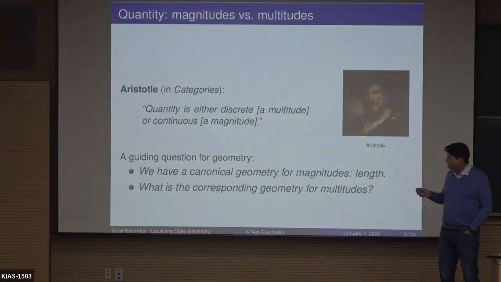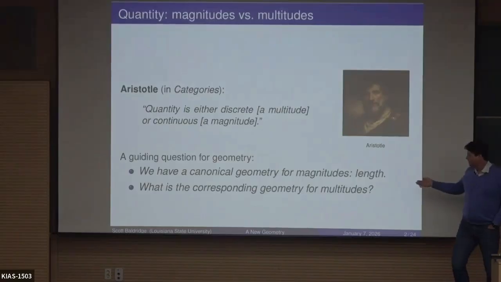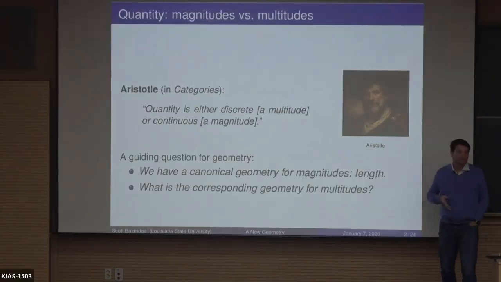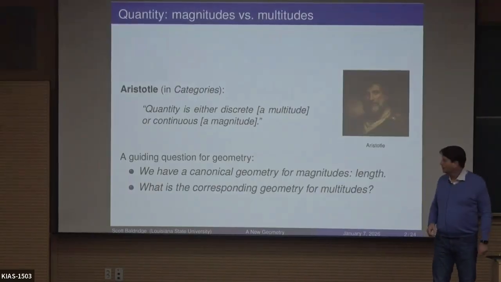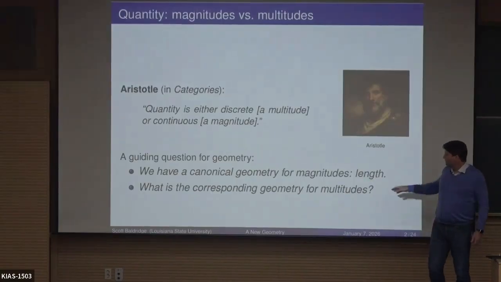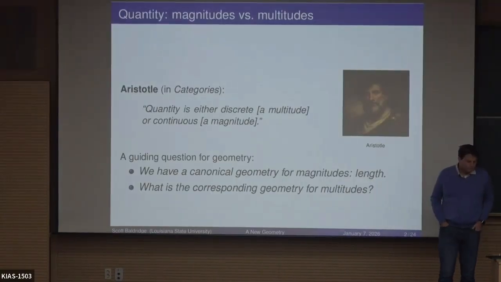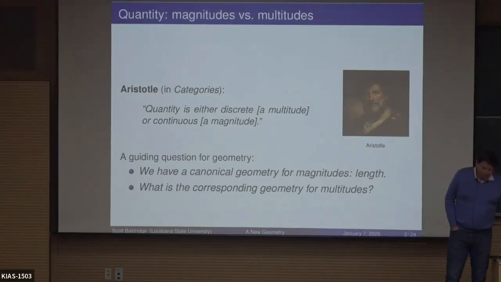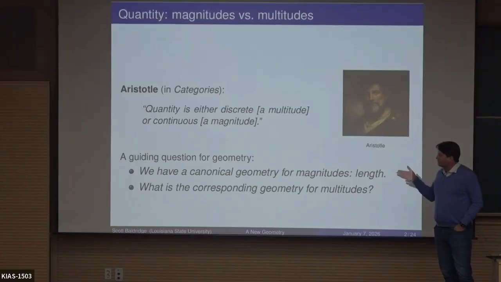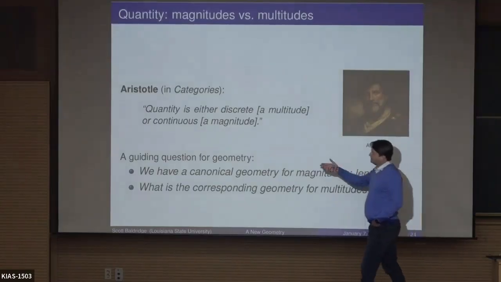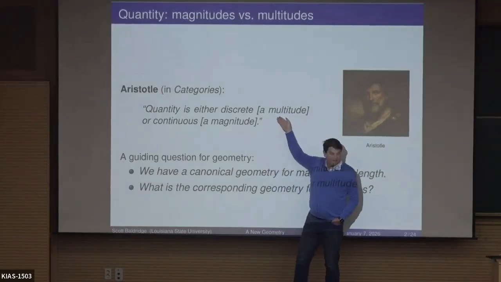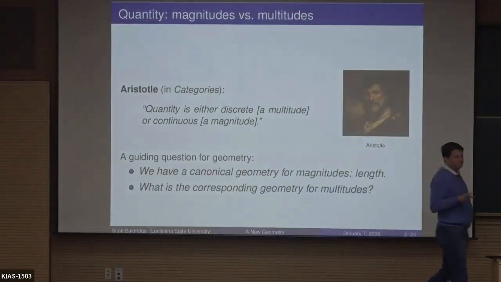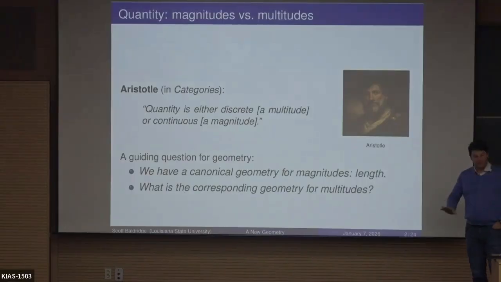So the guiding question for geometry is: we have a canonical geometry for magnitudes, in other words, lengths. We're going to calculate lengths on our manifold. We're going to find the distance from point A to point B. So what is the corresponding geometry for multitudes? And the warning is, as you'll see when I talk a little bit about the history, we got really excited about this, and we forgot that. Or at least we've downplayed that part. And I want to lift that back up.